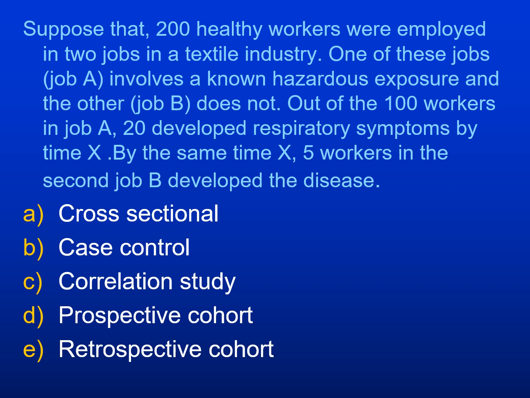Suppose that 200 healthy workers were employed in 2 jobs in the textile industry. One of these jobs, job A, involves a known hazardous exposure and the other, job B, does not. Out of the 100 workers in job A, 20 developed respiratory symptoms by time X. By the same time X, 5 workers in the second job B developed the disease. What kind of study is this? Cross-sectional, case control, correlation study, prospective cohort or retrospective cohort.